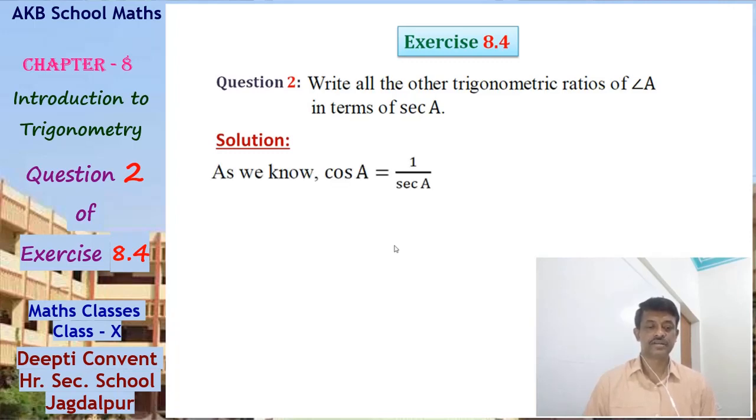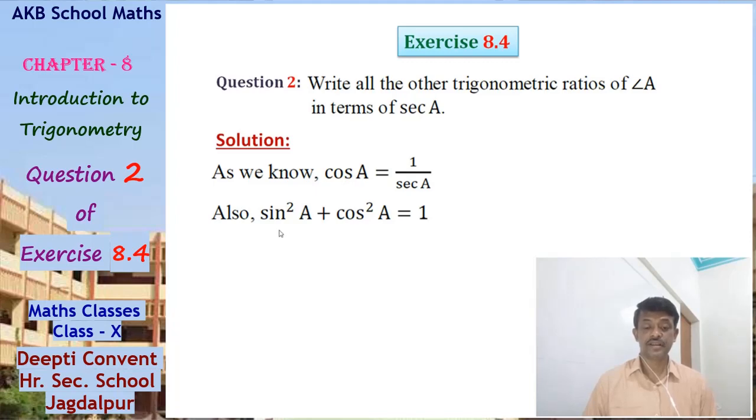First of all, we know that cos A equals 1 by sec A. This is very simple. That is, sec A is the inverse of cos A. So that's why cos A equals 1 upon sec A. This is the value of cos A in terms of sec A. Also, sin square A plus cos square A equals 1. We know this relation.